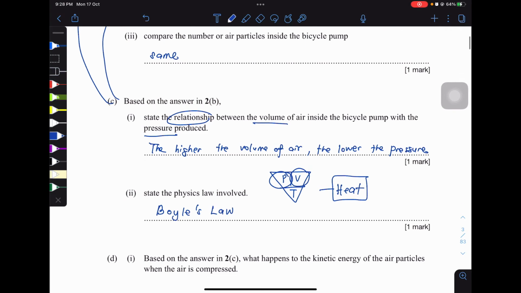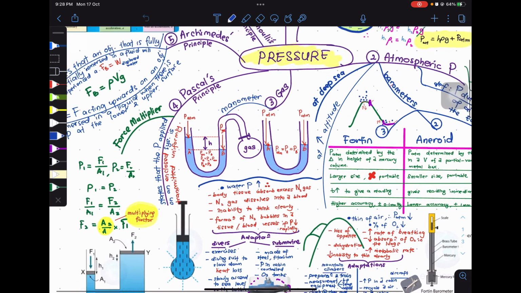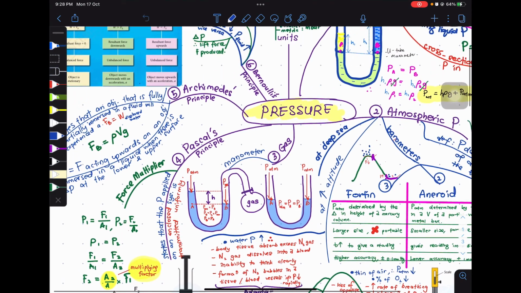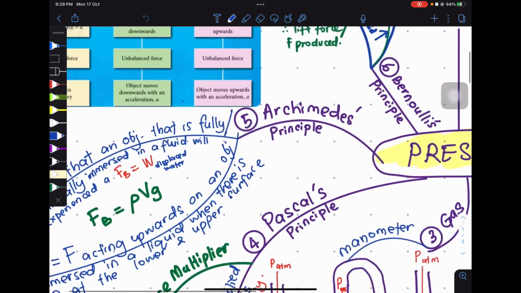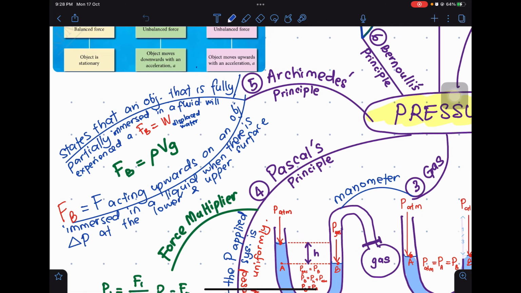Boyle's Law. Next, diagram 3 shows a log floating at the surface of river water. Name one force that is acting on the log. This one is about Archimedes' principle. What is Archimedes' principle? It says that an object that is fully or partially immersed in a fluid will experience a buoyant force, which is equal to the weight of water displaced.